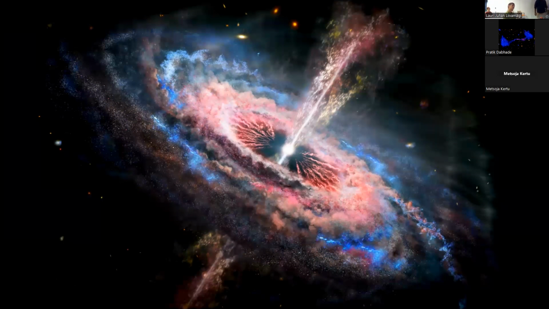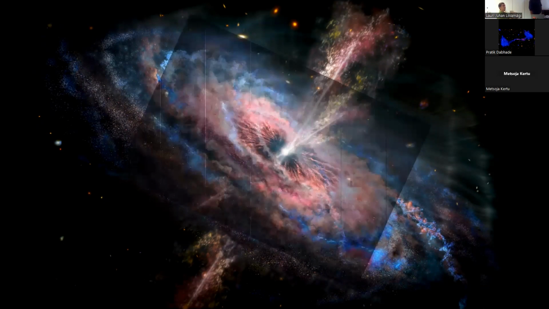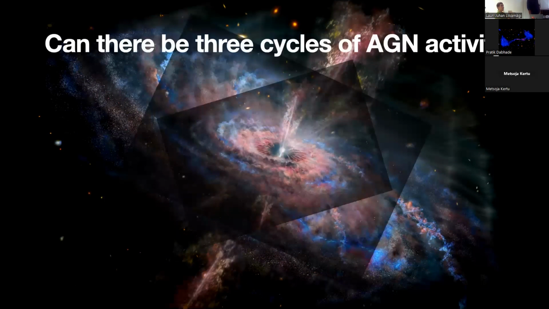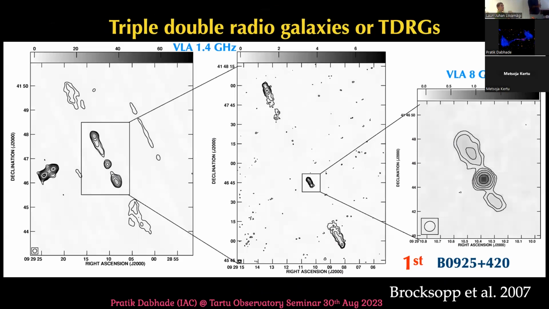Okay, so we heard of 2 cycles so far. Can we have 3 cycles of activity? That's the question. And the answer is yes. About 15 or 16 years ago, Brocksopp et al. found a source, with dedicated observation, with not 2 but 3 cycles of activity.